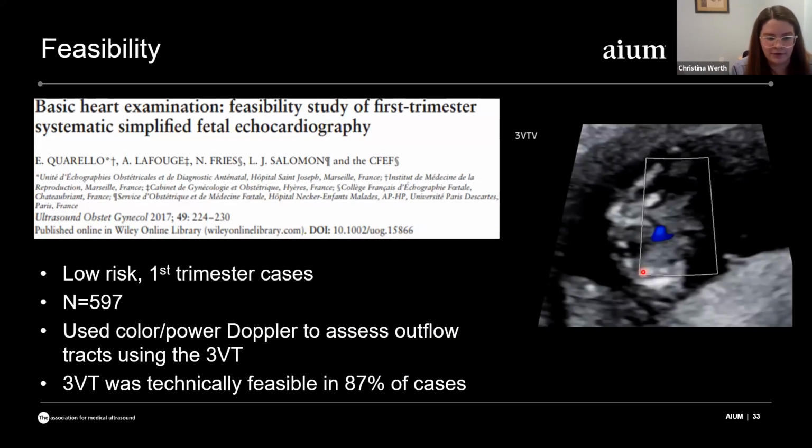Another example of why I think this is a very technically feasible image is this view over here, which we took on an 11-weeker, a patient who had a BMI of 38 recently in our practice. And there's tons of papers that support doing these views even early on, such as in the first trimester, adding it into the nuchal age study patients, where we can get a lot of information about cardiac development, even in early gestational age. So this paper in particular took a look at 597 cases. They found that they were able to obtain the 3-vessel tracheal view when using color or power Doppler in 87% of patients.